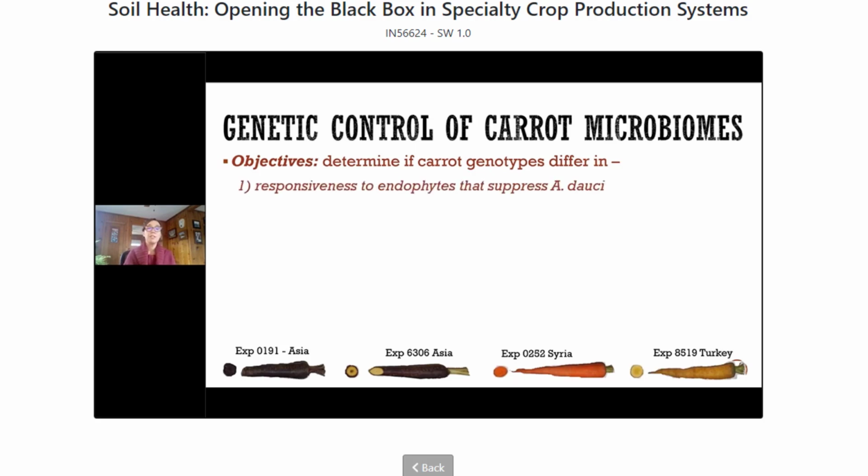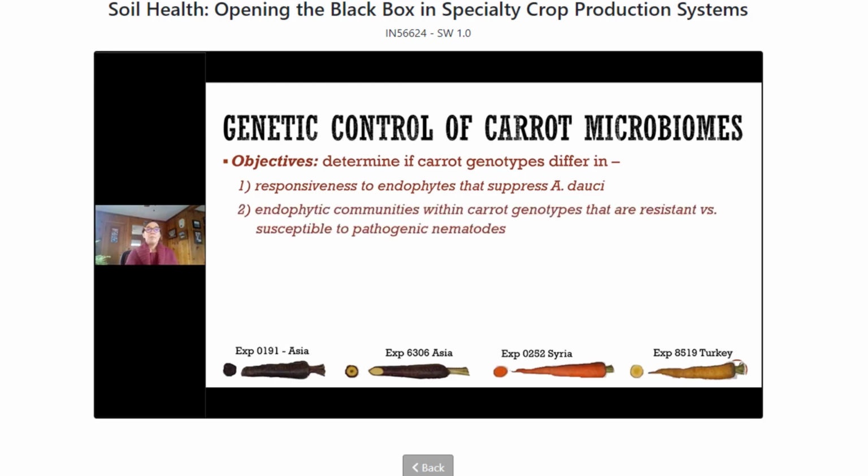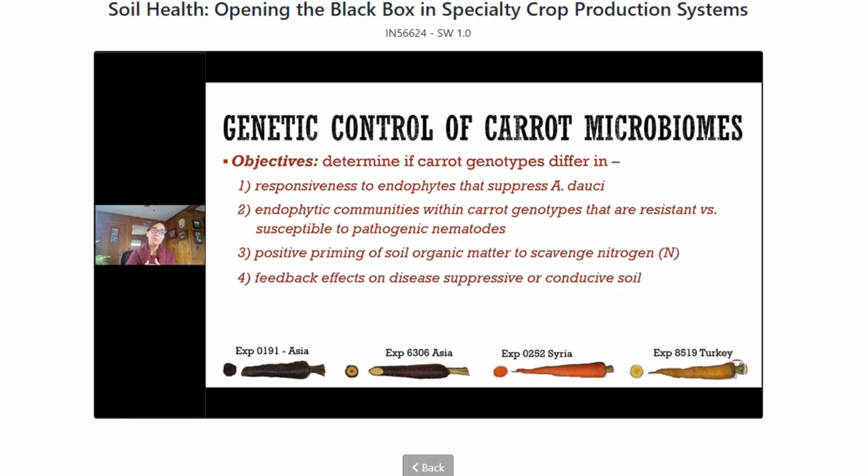So I'm going to just briefly mention one study where we were looking at genetic differences in responsiveness to endophytes and that pathogen we talked about before, Alternaria dauci. I'm going to also mention another study we did with endophytic communities that are resistant or susceptible to pathogenic nematodes. And then a study we just completed on positive priming of soil organic matter, and I'll talk about why that's important. And then lastly, some feedback effects on disease suppressive or conducive soil.